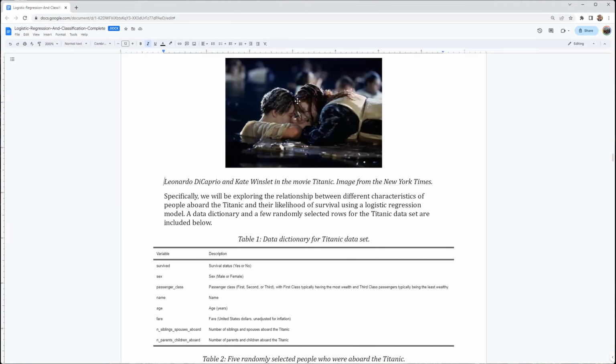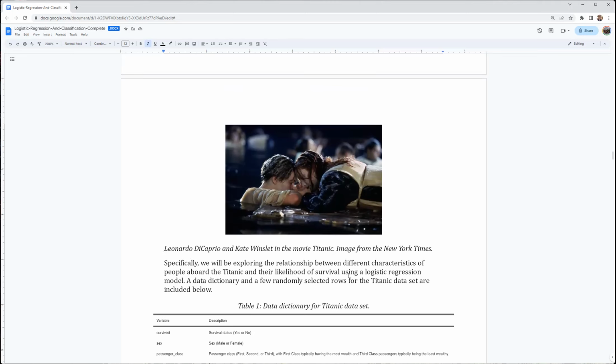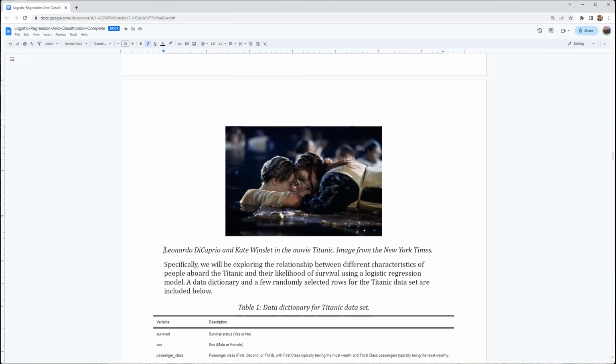So Jack was a third class passenger. He was lower class, not as wealthy as Rose here, who was a first class passenger. And so in the movie Titanic, again, spoilers, maybe don't listen if you haven't seen it yet and you want to, although it came out in the 90s, so it's been a while. Jack dies, right? So he's a third class passenger who's young and he's a male. And he dies. Rose is a first class passenger who's a woman and she's young and she survives.